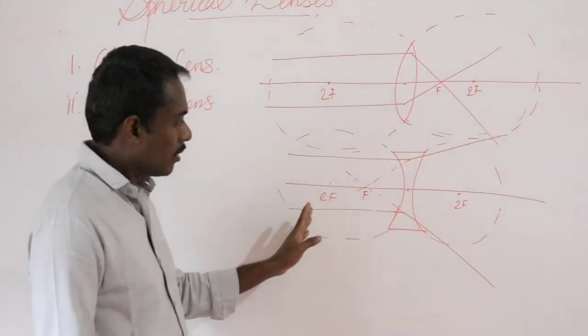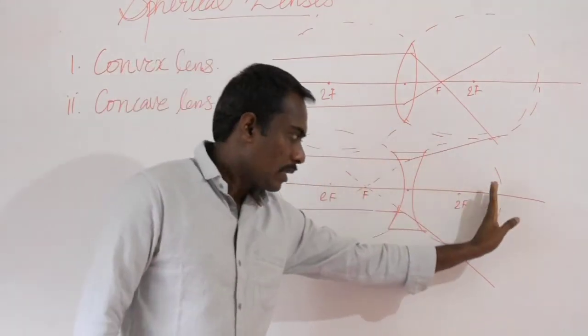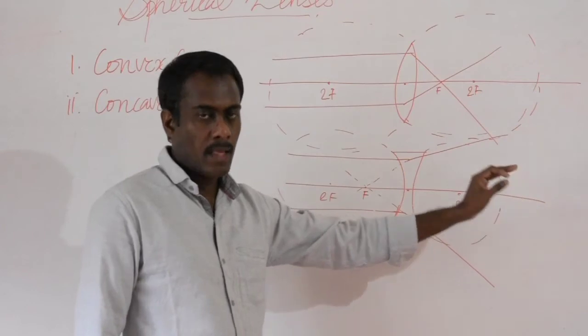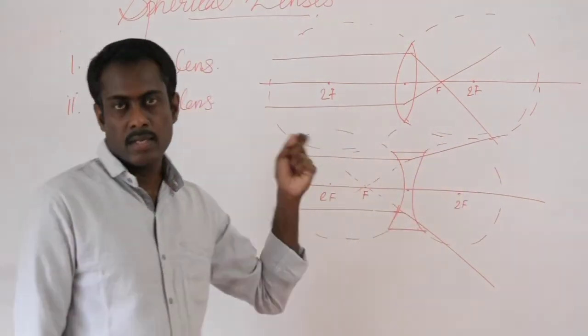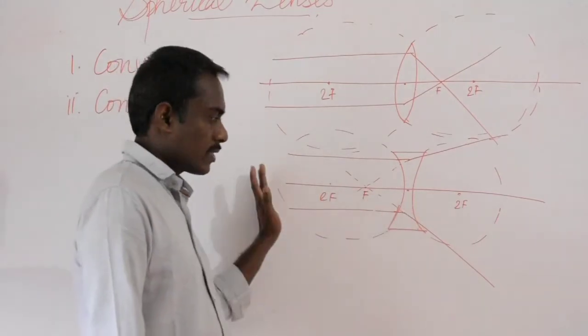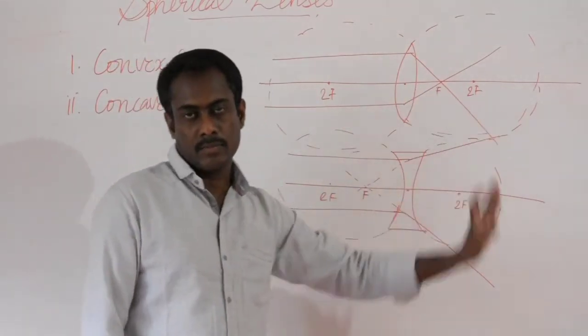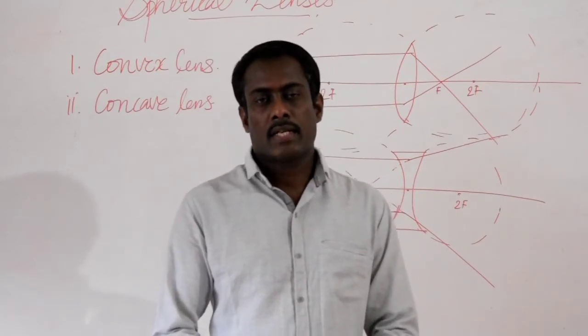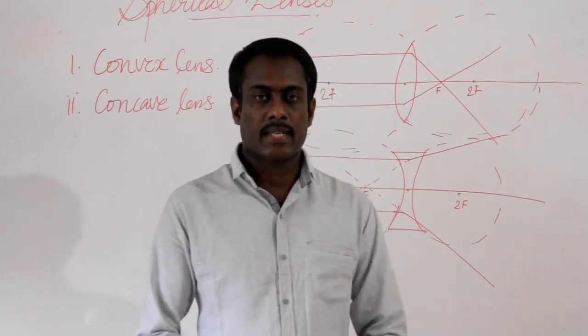In the same way, the lens has another principal focus on the other side. So a lens always has two principal foci, one on each side. Next, image formation by lenses using ray diagrams.